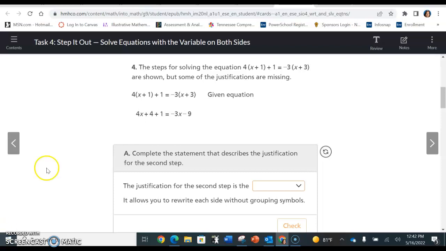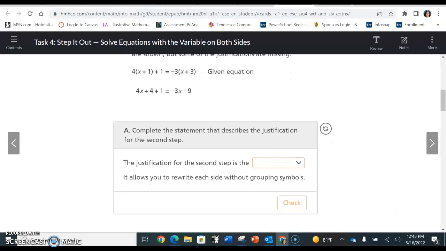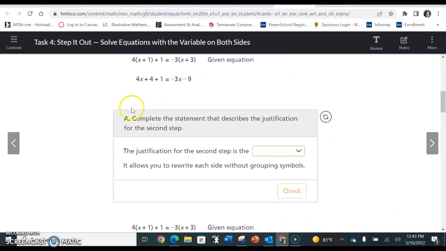All right, so again, we're going to have to start by multiplying the 4 by the x and the 1. So distributive property says you multiply the 4 by both things inside the parentheses. 4 times x is 4x. 4 times 1 is 4. Bring down the plus 1 and then do the same thing on the other side. Negative 3 times x is negative 3x. Negative 3 times 3 is negative 9. So we use distributive property twice right there.